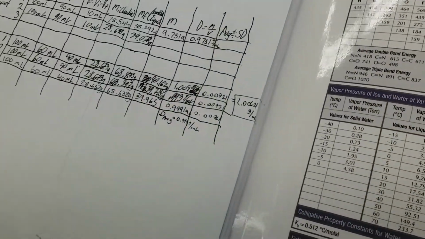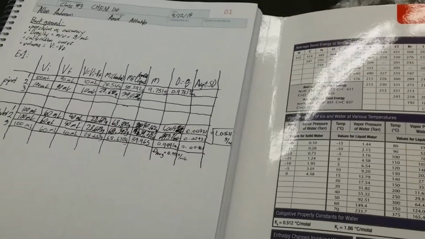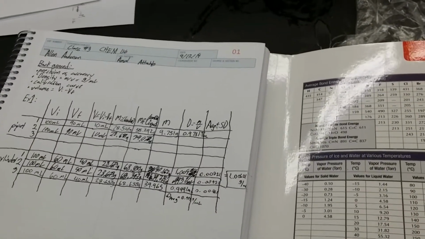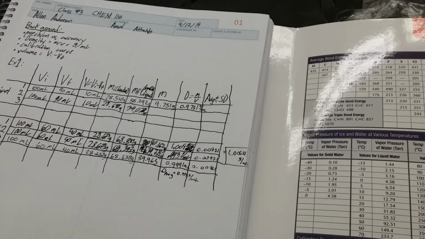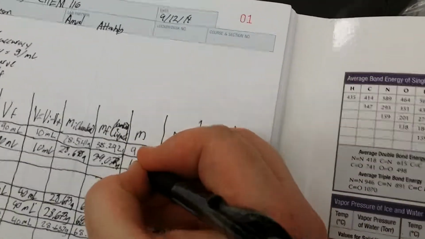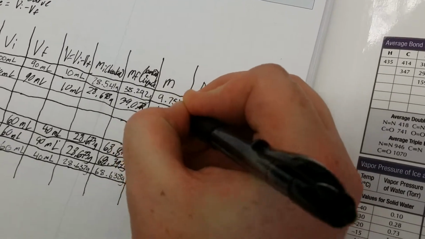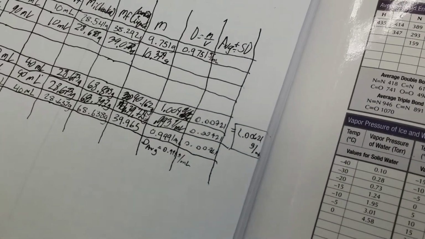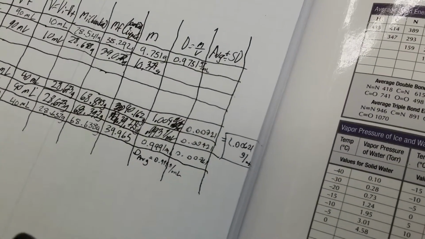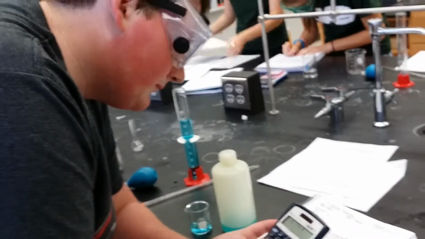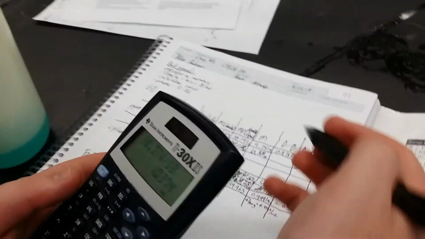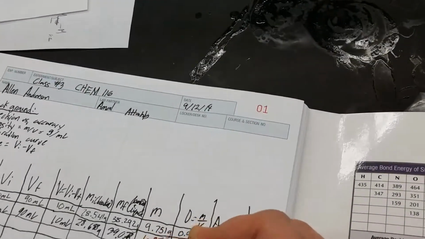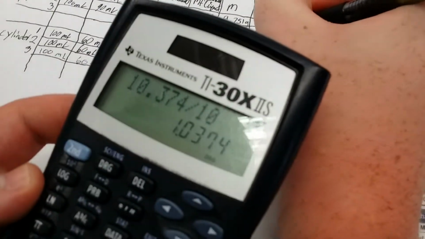And so our final minus initial is 39.072 minus 28.698, and that equaled 10.374 grams. And then to find density, our mass is 10.374 grams divided by 10. And so our value for that is 1.0374 grams per milliliter. And that's that.